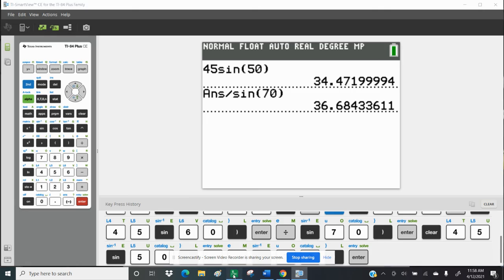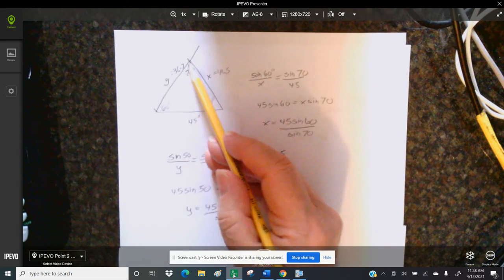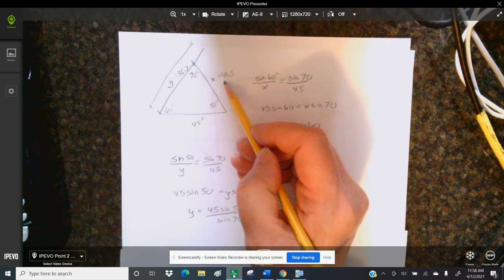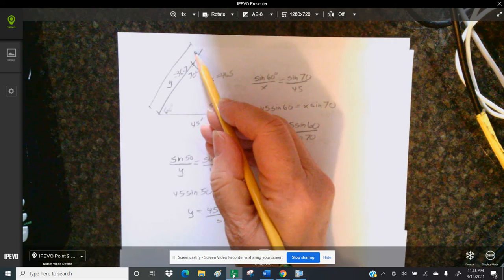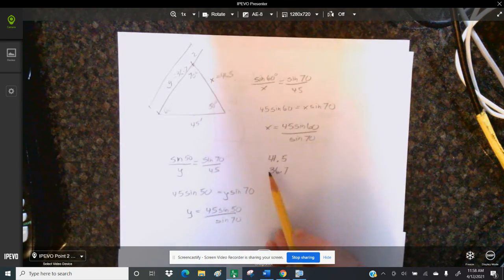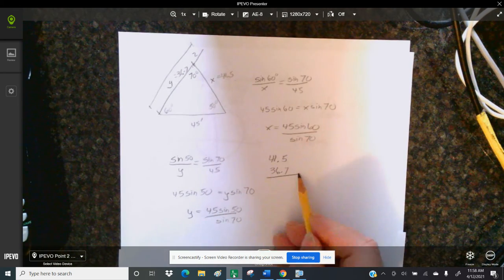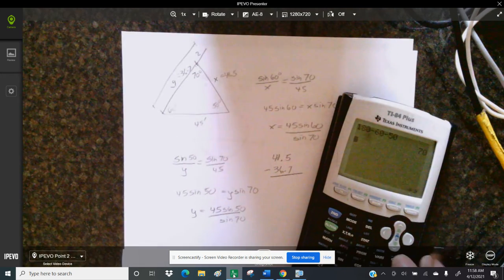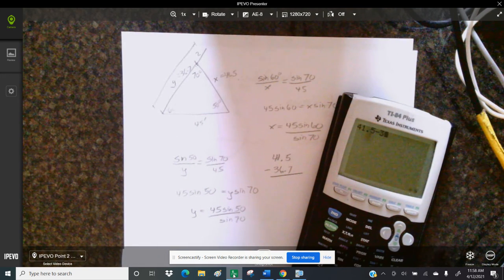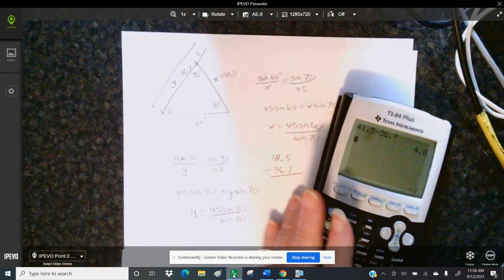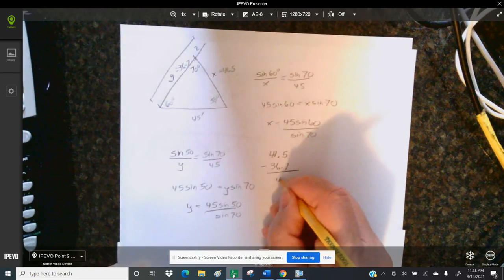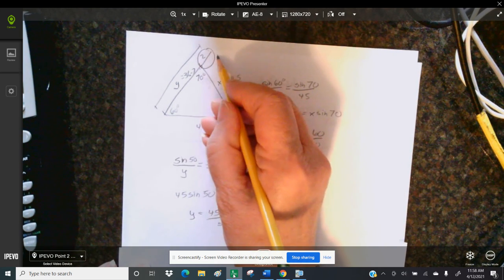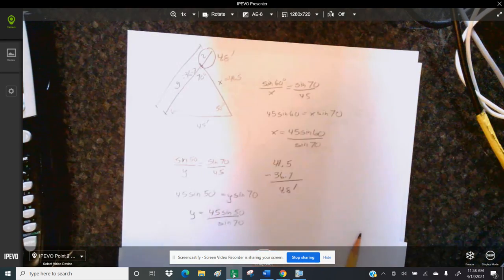So now if you take a look at this, I know that from here to here is 36.7, but I know the whole pole has to be 41.5. So if I want to just find this little piece, I'm just going to take 41.5 and subtract the 36.7. So 41.5 minus 36.7, and I'm going to get 4.8. I think it's in feet. So I know that this little piece here is 4.8 feet. Hope this helps.